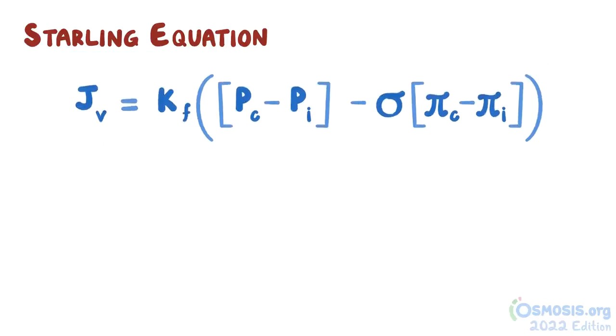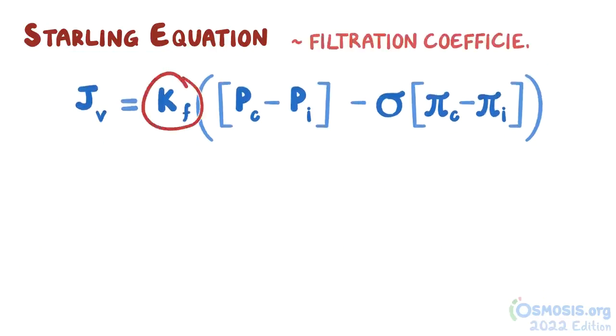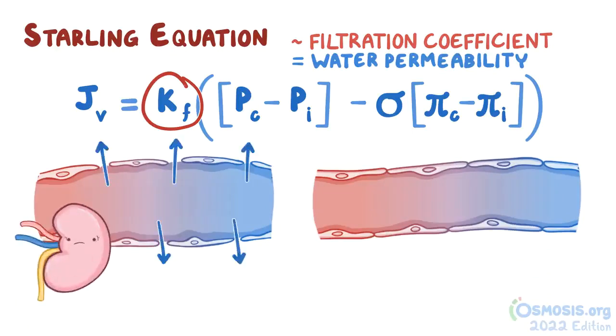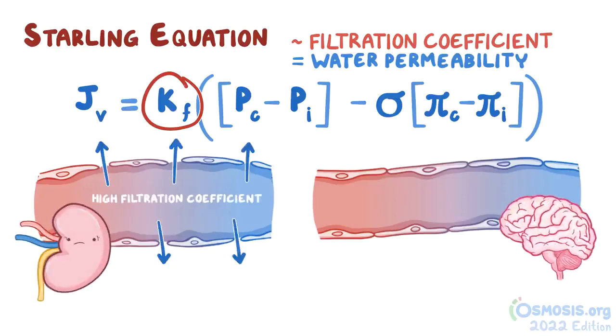Next, let's look at KF, or filtration coefficient, which is not a force, but rather determines the water permeability of the capillary walls. It varies among different types of capillaries, and it depends on the size of the clefts or fenestrations. So, there are bigger fenestrations in glomerular capillaries, which let more water molecules through, and as a result, it has a high filtration coefficient. Cerebral capillaries, in comparison, have no fenestrations, so they have a low filtration coefficient.